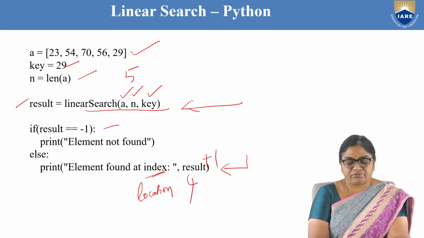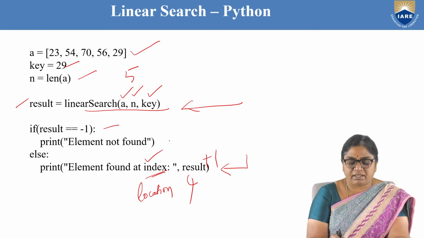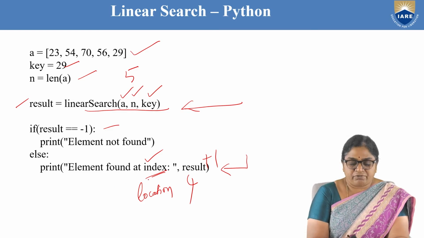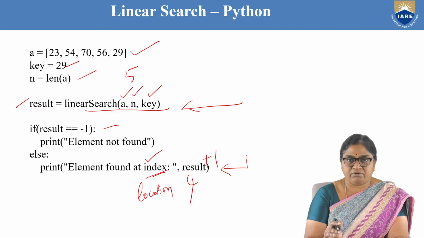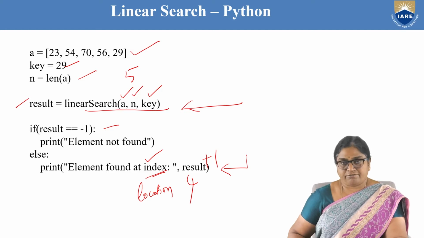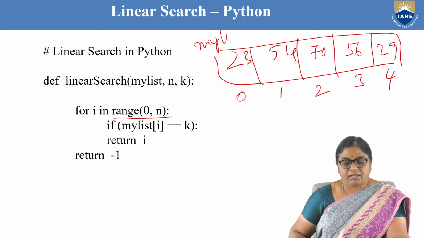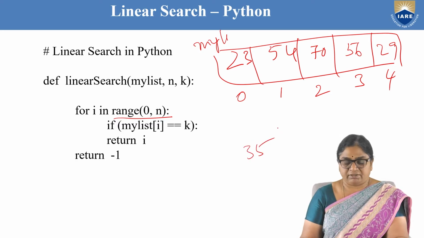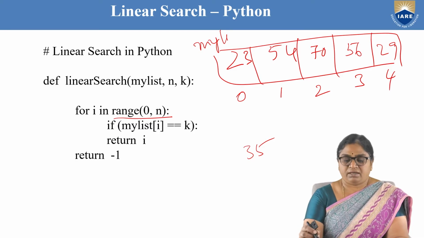Element found at index. If we give this comment, then we have to write the exact index value, that is 4. The element found, if you write element found at location, then we will write result plus 1, which is the position of that particular element in the given list. It is a human readable format. Okay, so suppose we are trying to find some element 35, which represents the unsuccessful search.